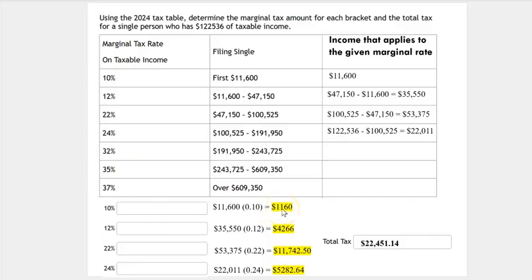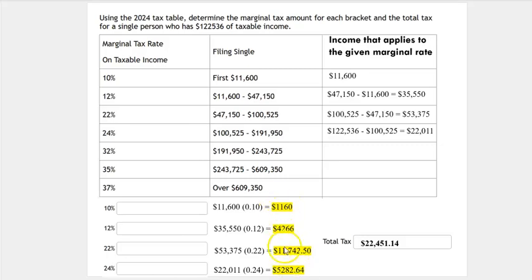Okay, so 10% is 0.10 times $11,600, and you get $1,160. 12% is 0.12 times $35,550, which gives you $4,266. Now 22% is 0.22 times $53,375, which is for the 22% marginal rate, and it gives you $11,742.50. And finally, 24% is 0.24 times $22,011, which gives you $5,282.64. So you have four different tax amounts.